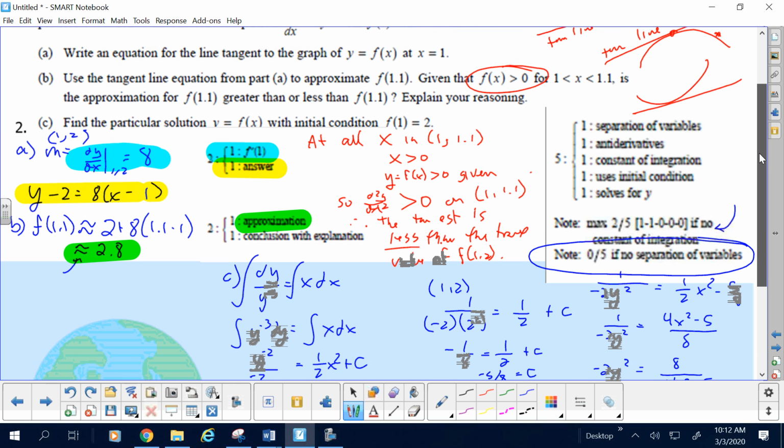All right, so in terms of points, here we go. One for separation of variables. This time they only had one for the antiderivatives. One for the constant of integration. That's a soft one. Did you just put a plus C even though your antiderivatives might have been wrong? One for did you use the initial condition based on your antiderivatives? And then one for did you solve correctly?